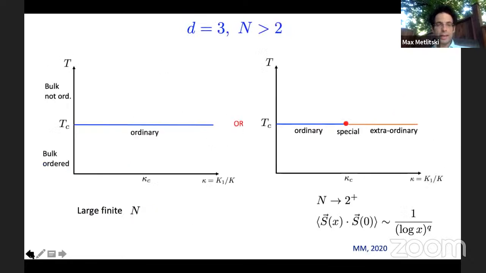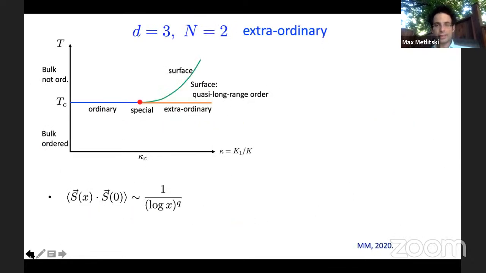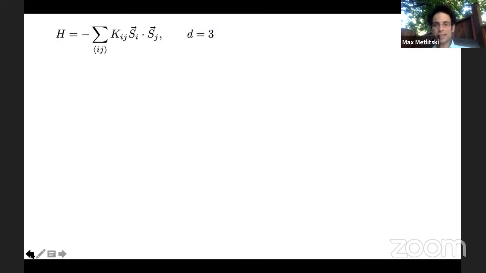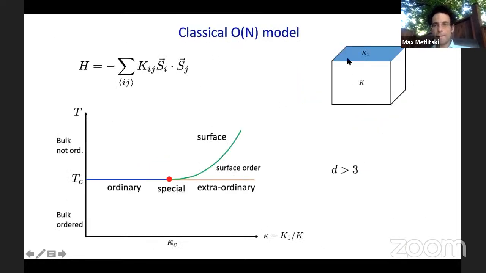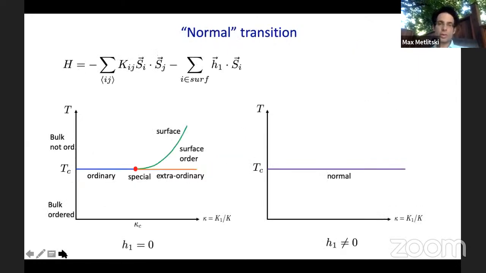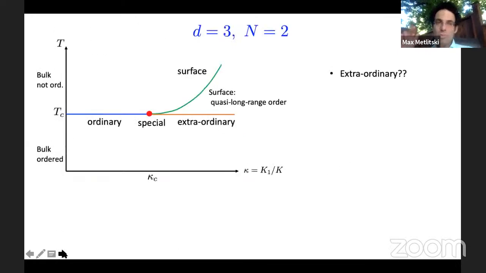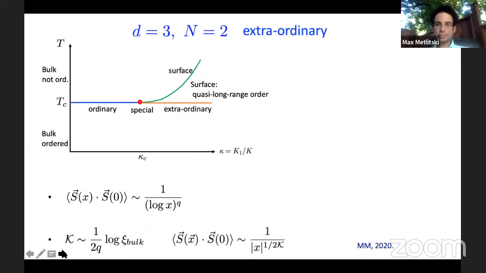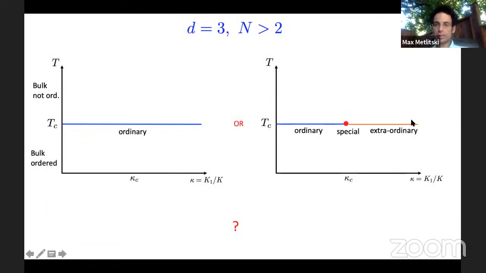Let me imagine that I take my surface layer and I turn off the couplings of the surface layer to the bulk. And so I just have a two-dimensional surface system, and I want to study actually the regime when the surface coupling K1 is large, right? So where we are kind of in the would-be extraordinary regime. We want to understand this part of the phase diagram.